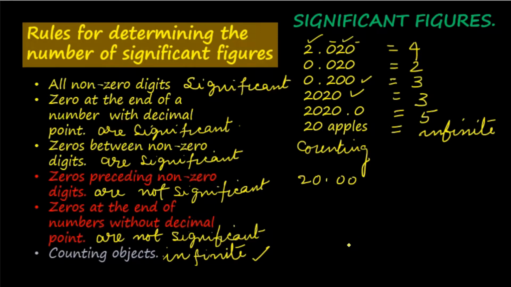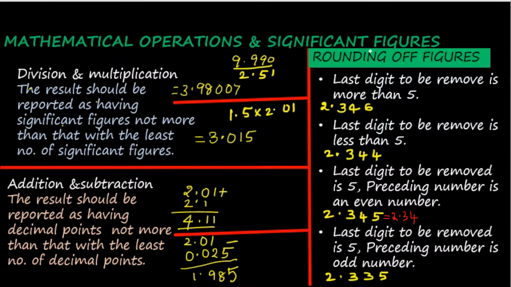Now we have to see how mathematical operations and significant figures are related. Now we will see how significant figures are taken into account when results are reported in mathematical operation. First, we will take up division and multiplication. I have given here 2 simple cases of division and multiplication. Let us see the rule. The result should be reported as having significant figures not more than that with the least number of significant figures.